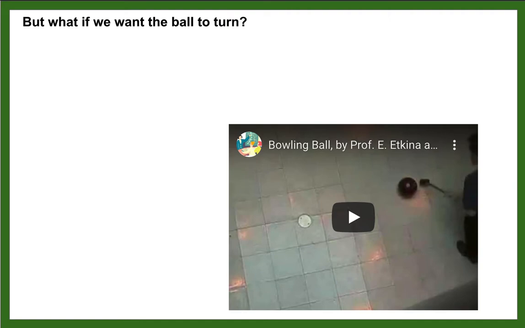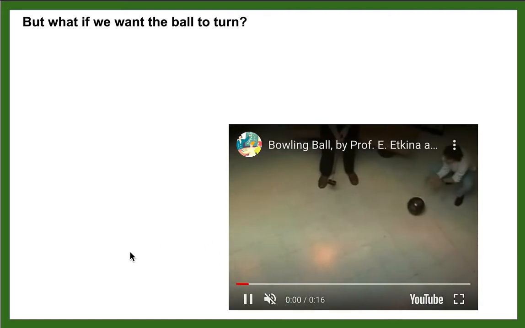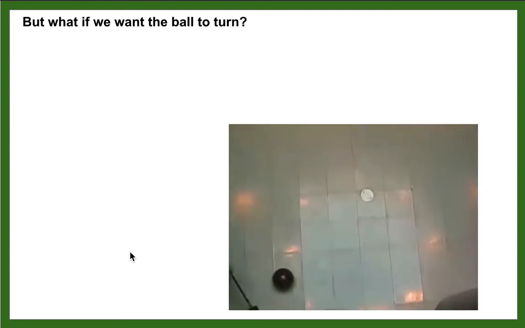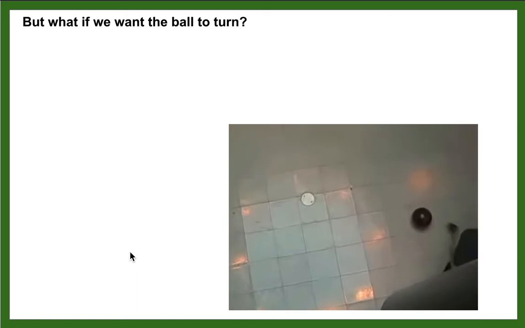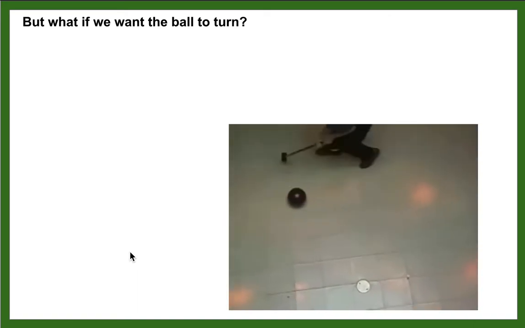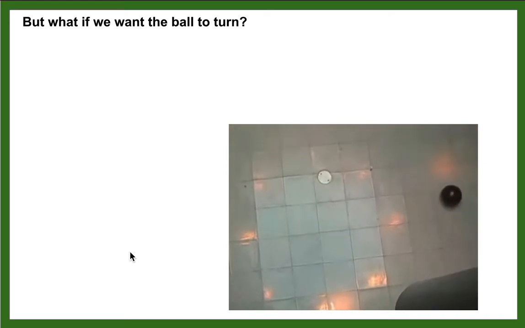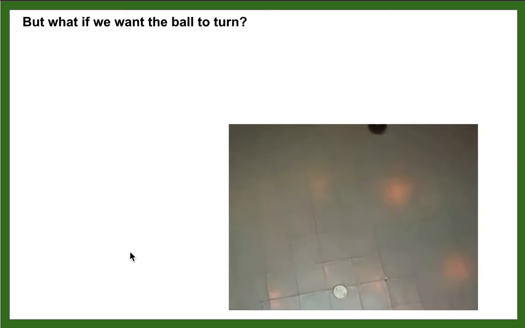But what happens if we want something to turn? What if we have a bowling ball that's moving in a line, but we want it to turn around, say, this little dot here? Well, let's take a look at what they do in this video. So notice how there's someone with kind of a mallet that is hitting the ball, and if you would, kind of imagine the direction of their force, it's actually always towards that little central circle.